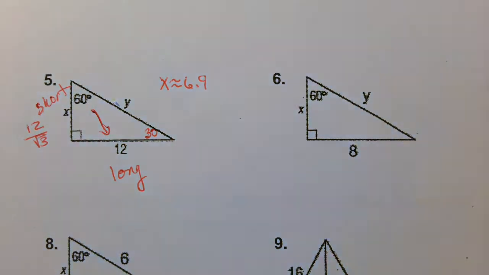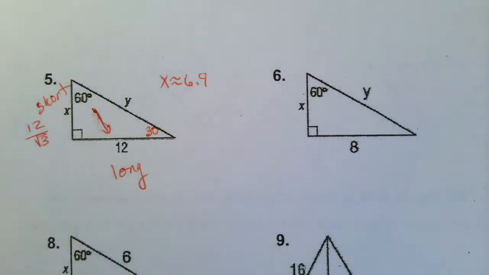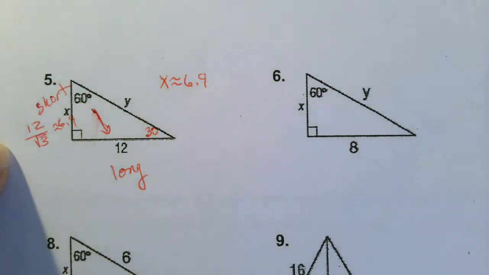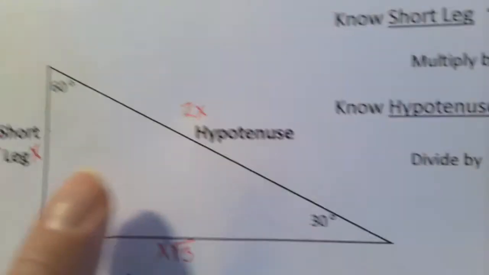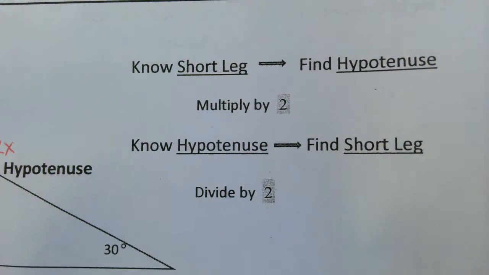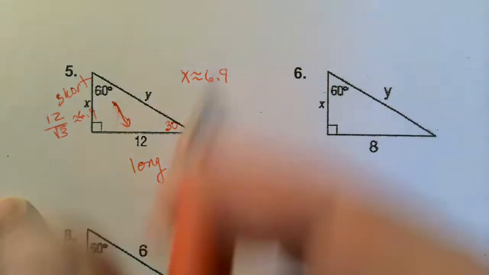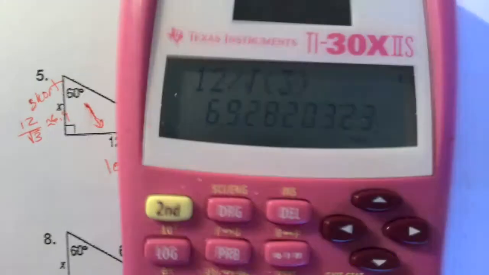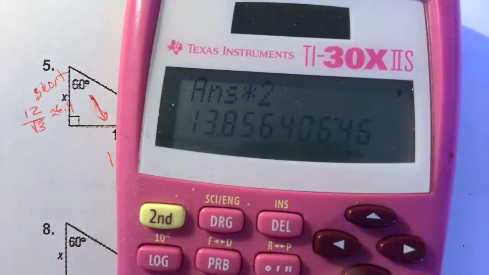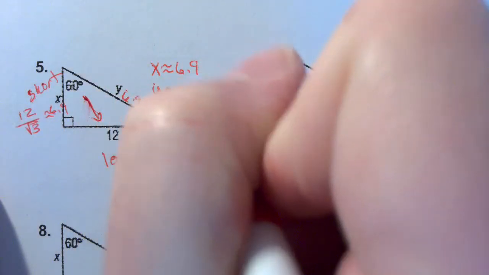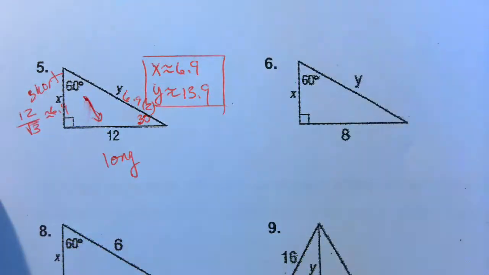Now everything's based on that short leg. So now that I know this short leg is about 6.9, I can find the hypotenuse by taking x and doubling it. There it is. If I know the short leg, find the hypotenuse by multiplying by 2. So take what was in your calculator, that 6.9, and multiply it by 2. And that's 13.9. Now, if I rounded earlier, I might get a little bit different, but we should be very close. And there are my two sides.